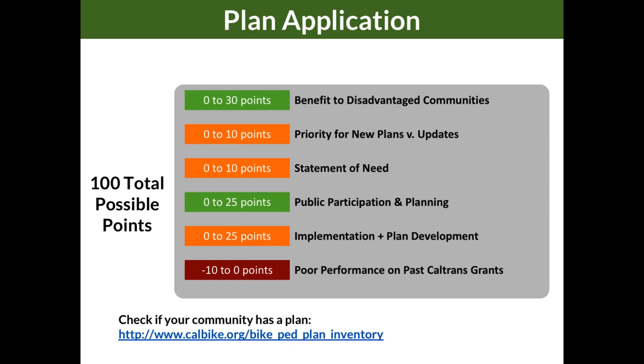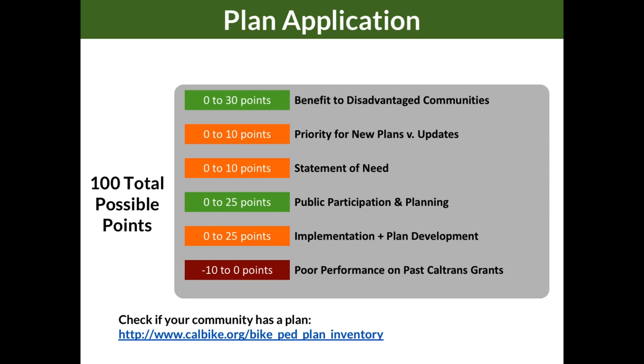narrative. And then public participation and planning is very much similar to what it's been in the past. Not a lot to dive into there. Basically, you need to be demonstrating that you're engaging with those that are going to be affected by the plan, and that they are involved throughout the process. Especially because this is geared towards disadvantaged communities, really demonstrating how they are being involved is key to getting the points here.